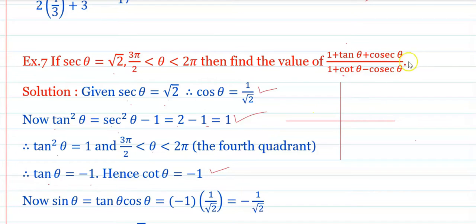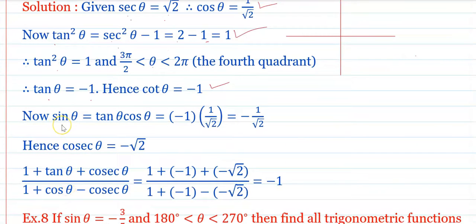Now we want to find out the value of cosec. It's the reciprocal of sine. Okay. Next, sine theta is equal to tan theta into cos theta. But we already have tan theta. What is tan theta? It is minus 1. And cos theta is equal to 1 by root 2. And if we simplify, then you will get minus 1 by root 2. Its reciprocal is minus root 2. Okay. Now substitute the values of tan theta, cosec theta, and cot theta.